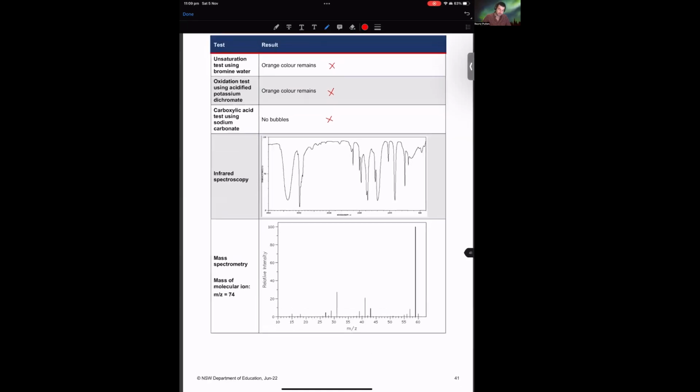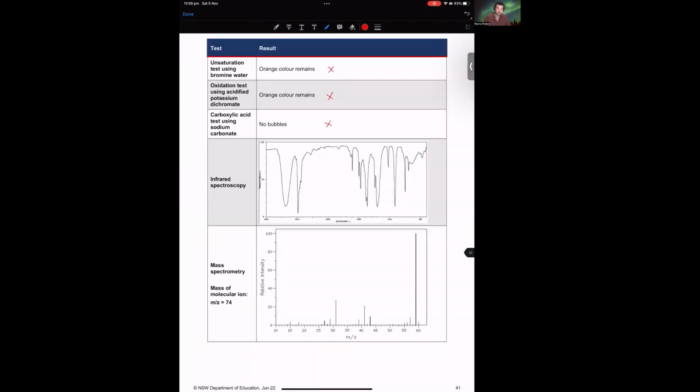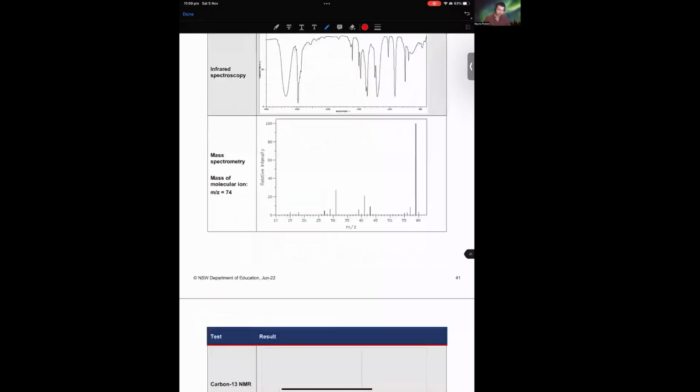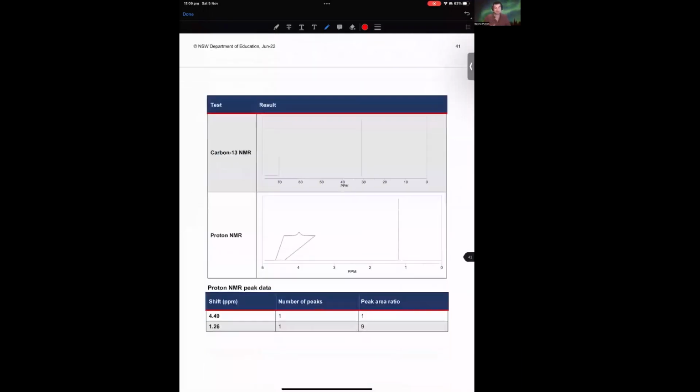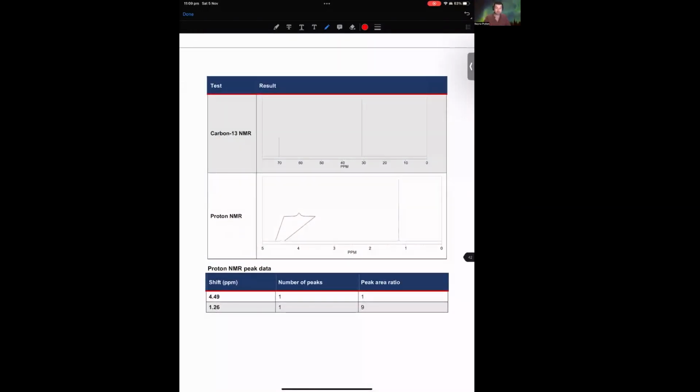I also like to skip IR and mass spec and come back to these later. They can be a little bit harder to interpret just at face value, whereas the carbon and the proton data tends to tell us a little bit more about the backbone of the structure, and therefore we can confirm things with mass spec and IR.